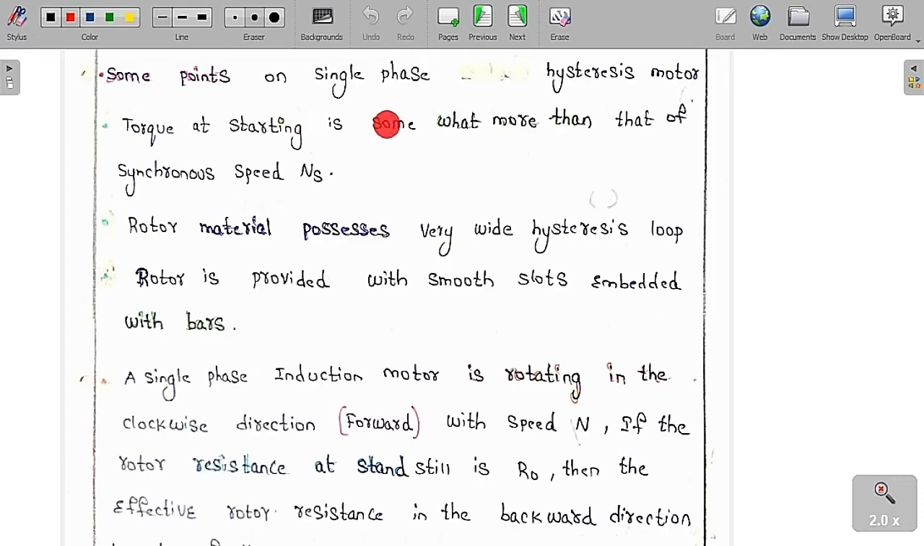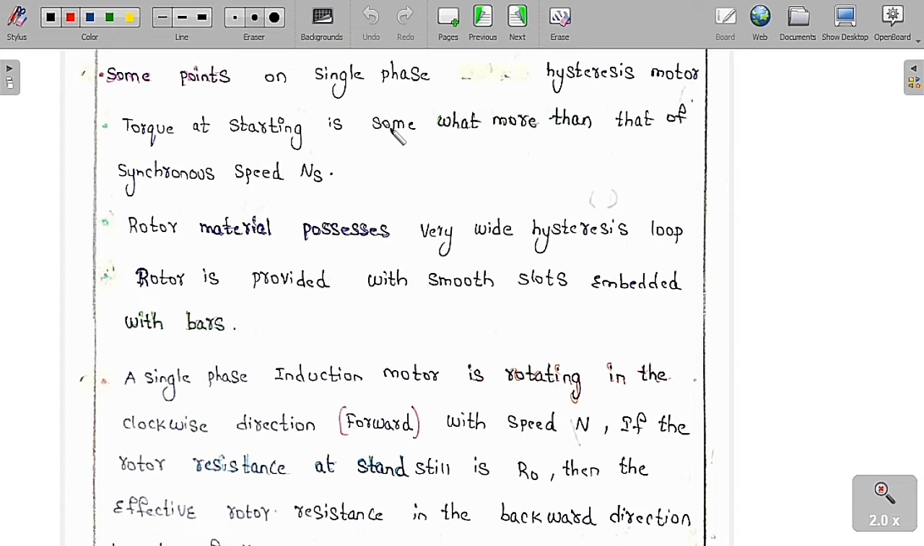Now some points on the single-phase hysteresis motor. I've already told you that this motor is basically a single-phase synchronous motor. Single-phase synchronous motors are of two types only: the reluctance type single-phase synchronous motor and the hysteresis type single-phase synchronous motor. So now we will discuss some important points regarding the single-phase hysteresis motor.